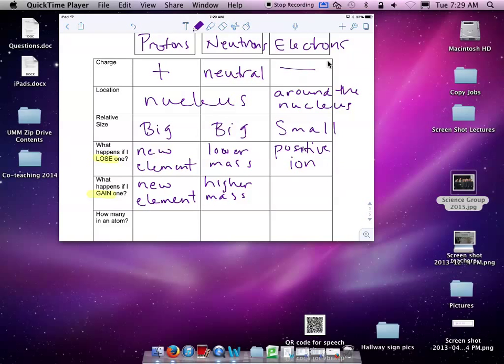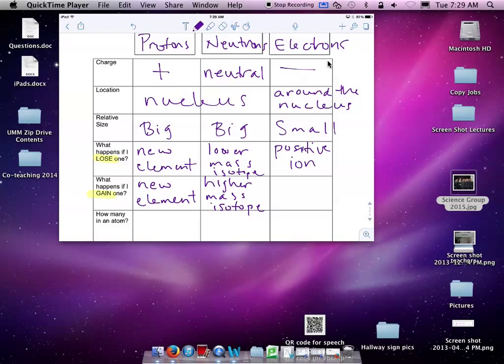And I'm going to introduce the word isotope here. Let's go ahead and add that in there. It's a higher mass isotope or a lower mass isotope. So if you lose a neutron, you get a lower mass isotope. If you gain a neutron, you get a higher mass isotope, just to make sure that that is clear to you.